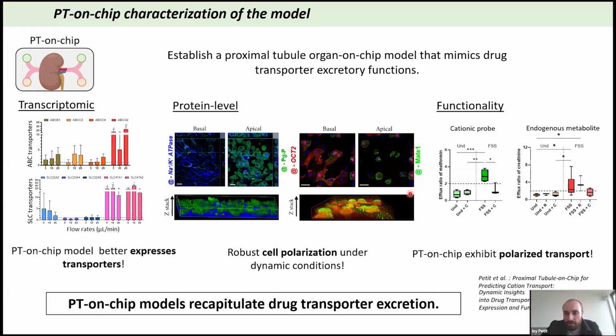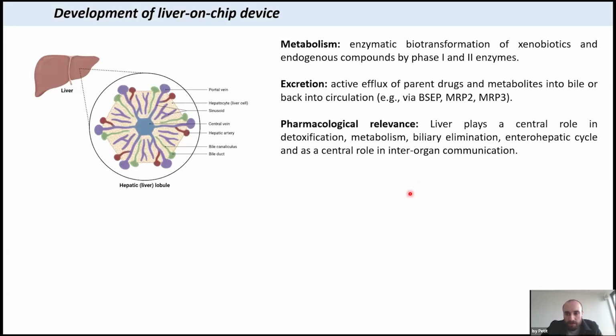So, okay, we have a PT-on-chip model, quite good. Now, go to the liver. So why the liver? Metabolism, excretion, really important aspects, notably the excretion into bile, but also back into recirculation. And it's really important because it plays a central role in detoxification, metabolism, biliary elimination, etc. So it's a really important organ.